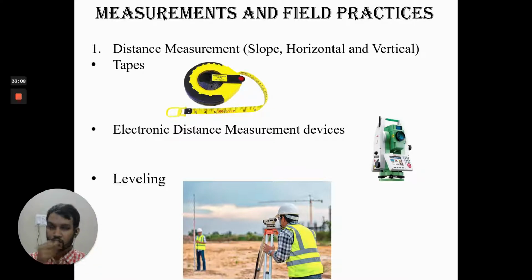So the first thing is the tape. As I told you, it can be 30 meter, 50 meter, 100 meter tape graduations. Even in FPS imperial units these are available. Based on your requirements you can measure the distance between 2 points. It can't be used for very large distances, but it has good accuracy.